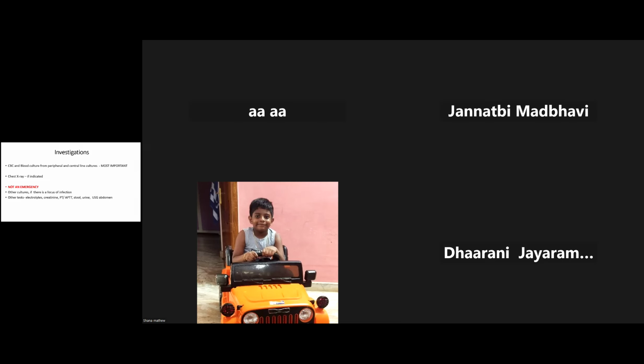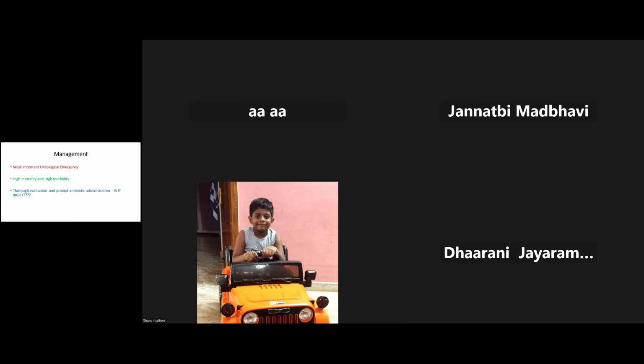So you have examined the child. So what will you do next? Investigation by CBC is the most important, and blood culture from the peripheral and the central line cultures is the second most important. Chest X-ray if any lung signs are present. The other investigations like electrolytes, creatinine are not an emergency, but still if you are sending, it is better to send these investigations also.